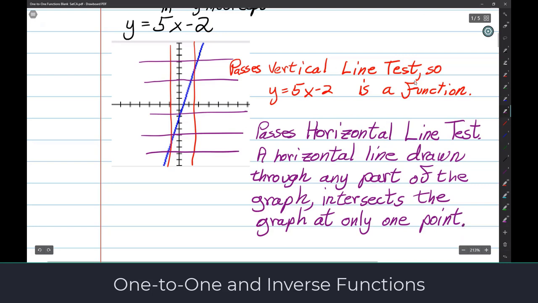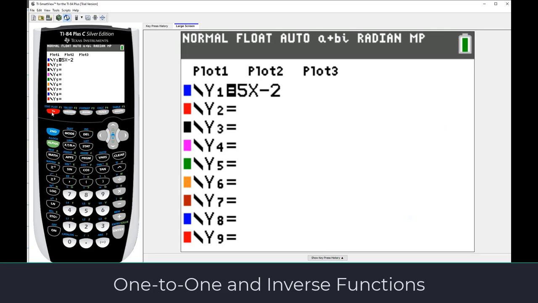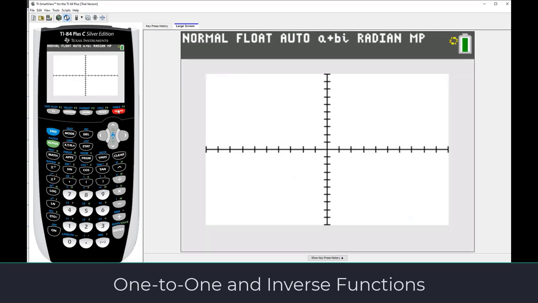Now I'm going to show you a very familiar graph that is a function, but it's not a one-to-one function. Clear this. Y equals x squared is not one-to-one, and I'll show you. So there's the graph of y equals x squared.